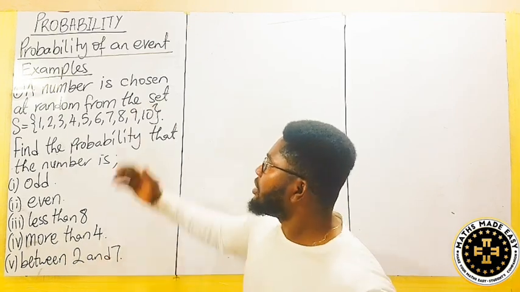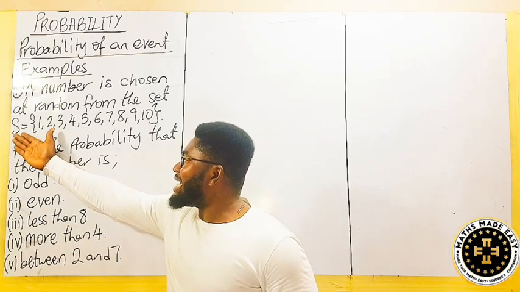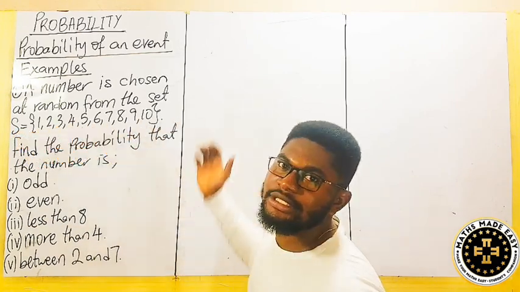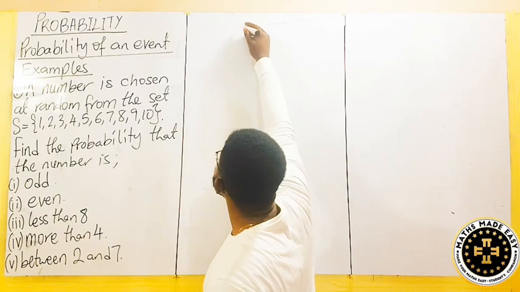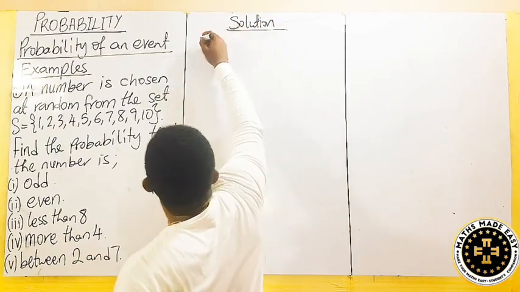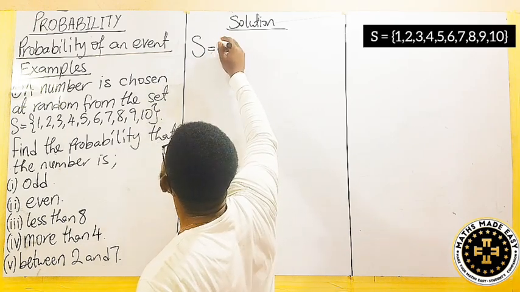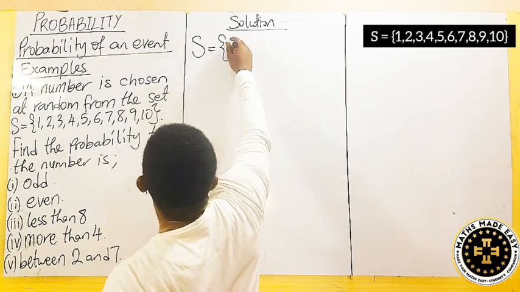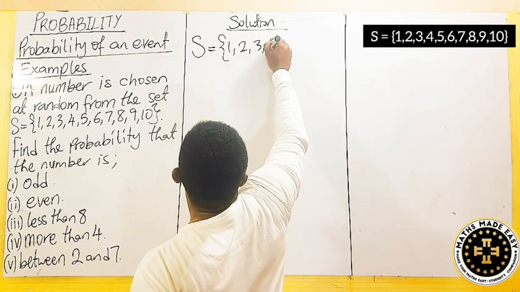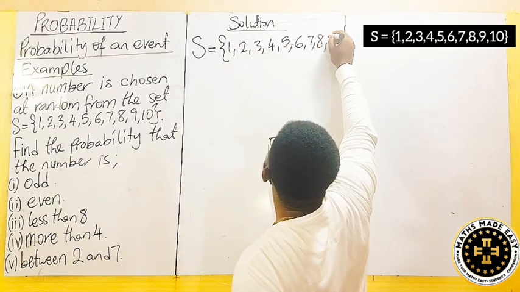So here the questioner has given us S as a set of numbers, and the numbers are in there. So let's see the solution. S is the representation for the set, and the numbers are 1, 2, 3, 4, 5, 6, 7, 8, 9, 10.